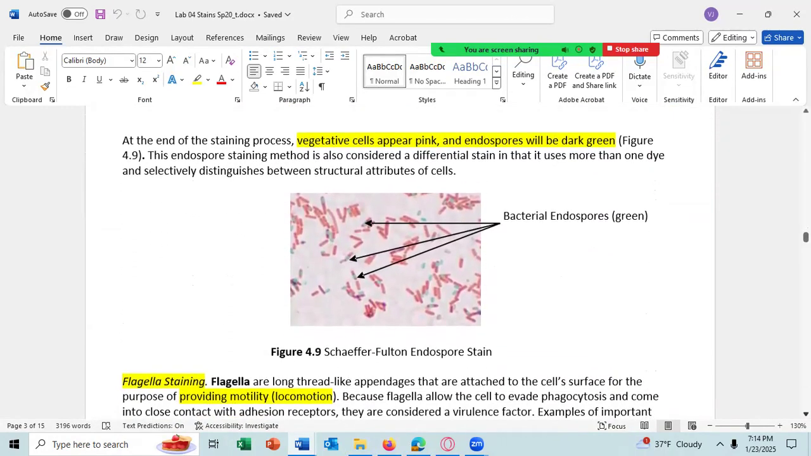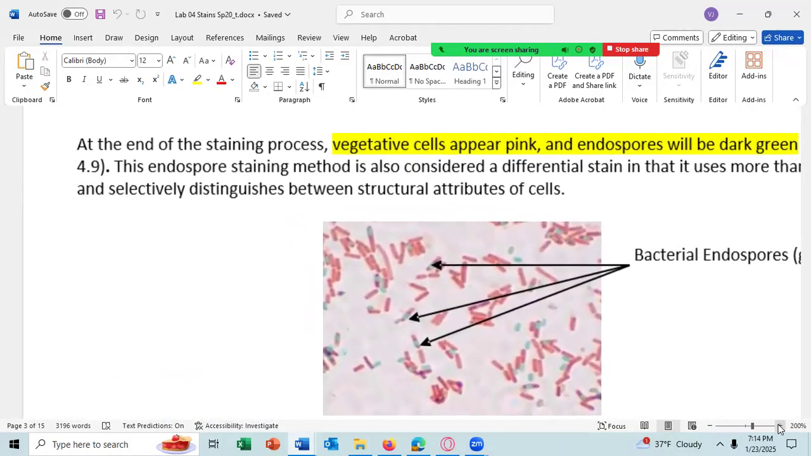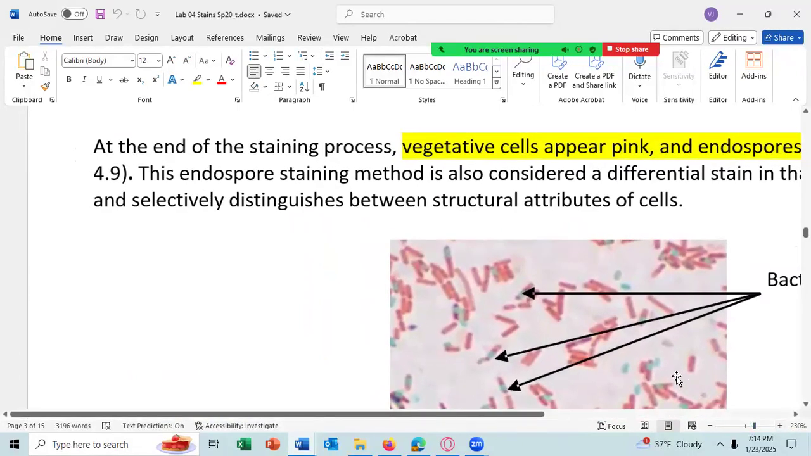Here is a stain, staining for endospores, and it's the Schaefer-Fulton stain. Let me blow this up. The vegetative cells are pink, like that one and that one. These are the metabolically active and reproducing cells. That's an endospore outside the cell. It's come out outside of the cell, and you can see it's green.